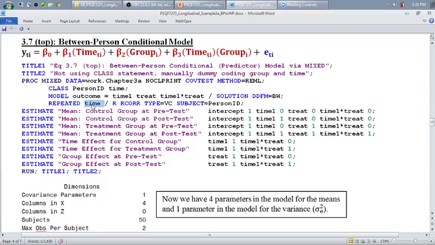Time, meanwhile, still remains on the repeated line and still remains on the class statement. That's because time is like an ID variable. It's not in the model. It's used to tell SAS which rows go with which rows in building the predicted variance and covariance matrix across time.